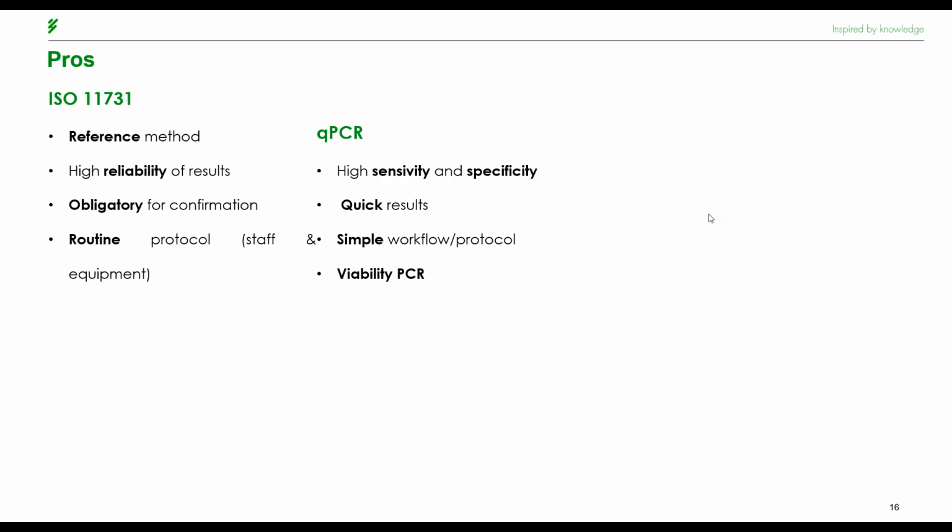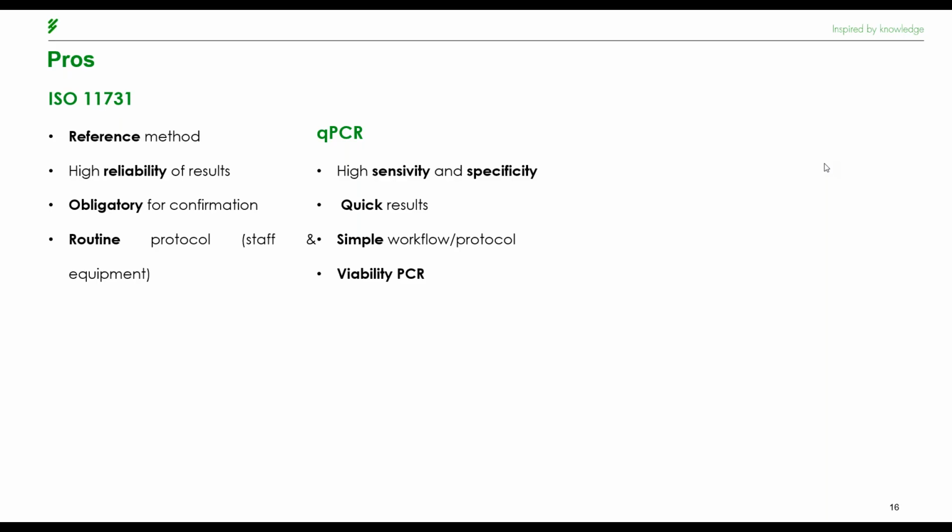It requires a confirmation of results and therefore gives us a high reliability of results. The protocol is complex, but it is also a very normal routine in any microbiology laboratory. So no special expertise, staff, or equipment is required.